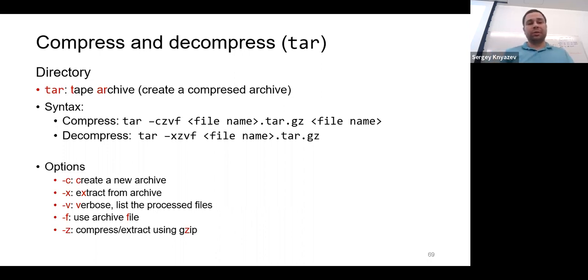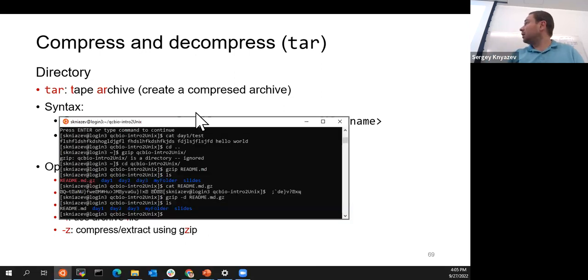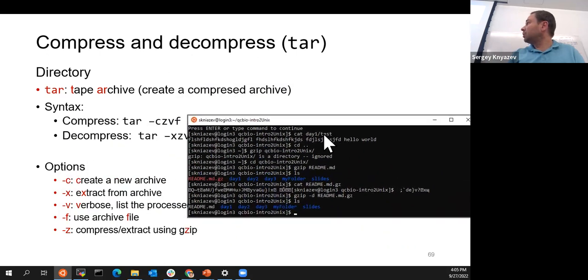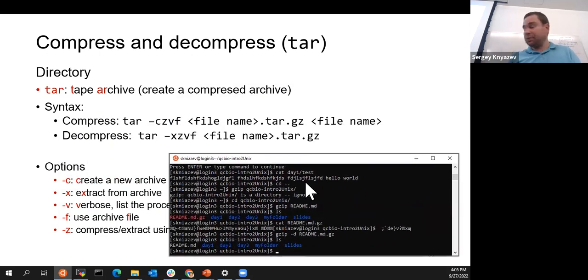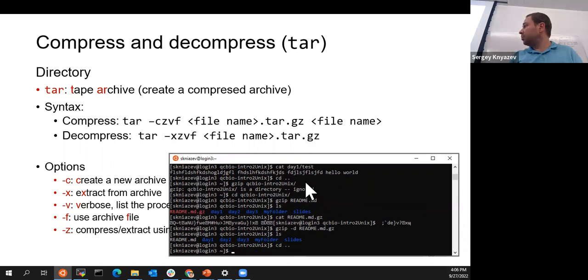Okay, so let's try to create an archive. I'm going back to the parent folder of this project, and let's try to create an archive for the whole directory. So tar CZF, and I'm going to ignore verbose. I don't want it. Then I have to specify the archive name.